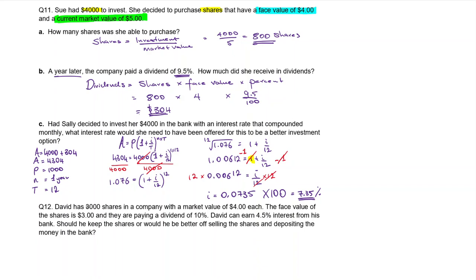Right, and you've been given the amount of shares, so you really just need to first find the dividends, like how we did part B, and then after that, using the interest rate, you want to try and find whether he'll make a better investment.